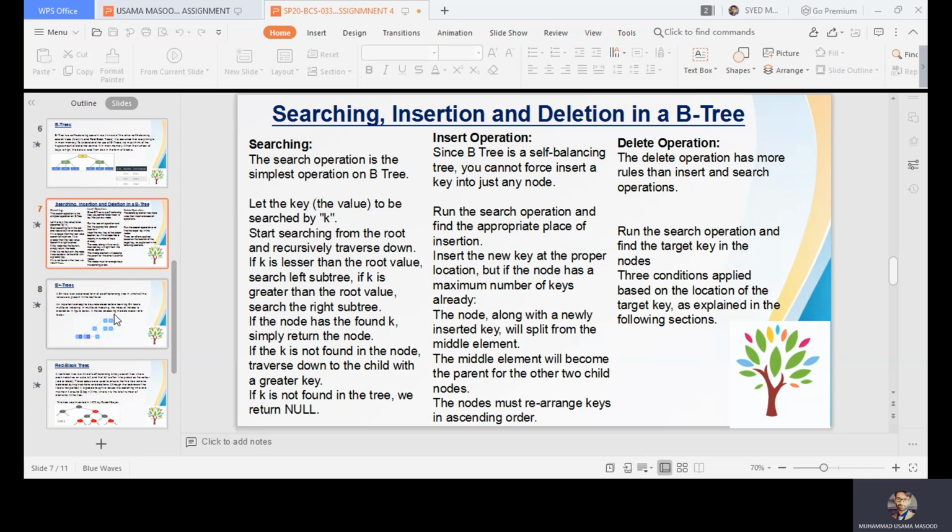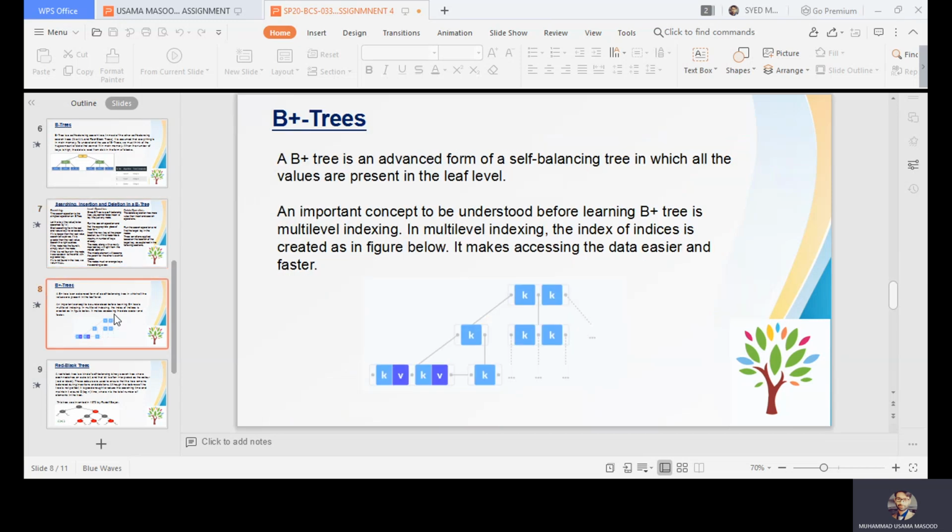So let's talk about some important features of B+ trees, as it is better in terms of time complexity than the B-trees. A B+ tree is an advanced form of self-balancing tree. It's a better form than B-trees, in which all the values are present at the leaf level. This is an enchanting feature of the B+ tree, that all values are present at the leaf level, and all values will be stored at the leaf level.